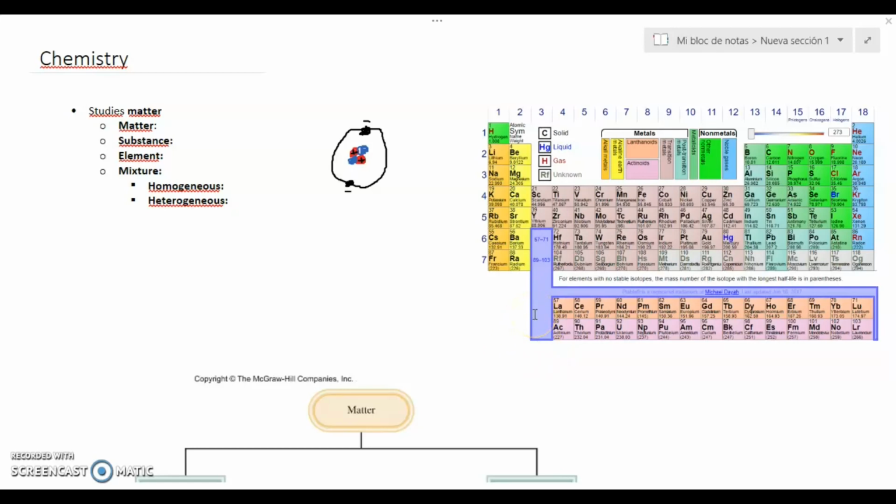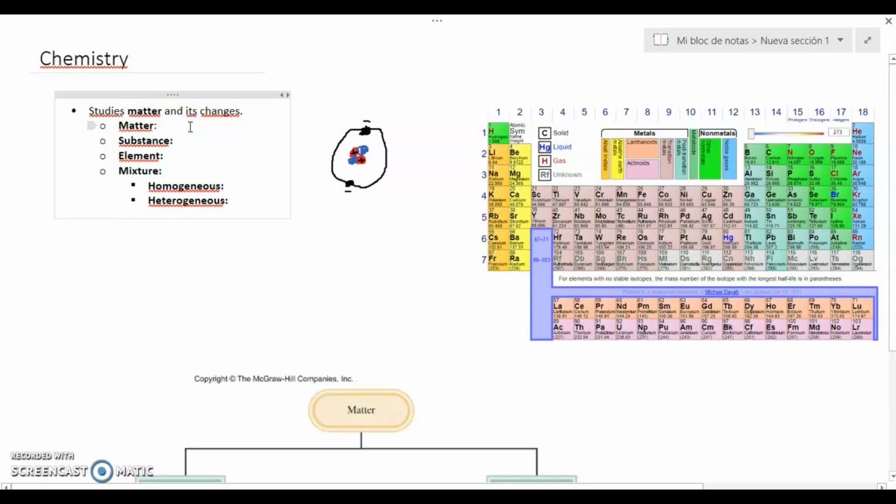Hello everyone. So today we're going to talk about chemistry and some core concepts that you need to know to further understand what chemistry is and how it works. First things first, what we need to know is that chemistry studies matter. And not only that, but chemistry studies interactions between matter and the changes it undergoes. So chemistry is the study then of matter and its changes.